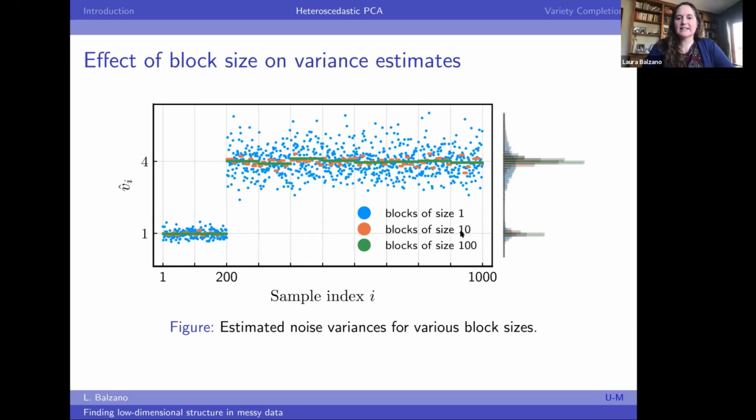Then as the block sizes increased, the noise variance estimate concentrated quite a bit. So, when we had block sizes of 100, we had a very, very good estimate of the noise variance in each group.